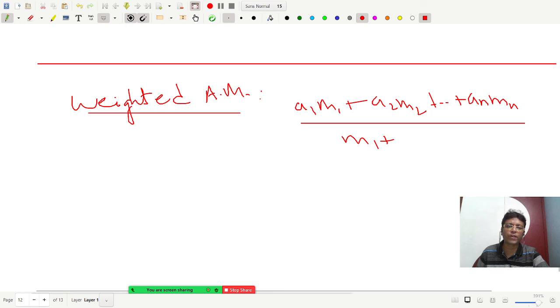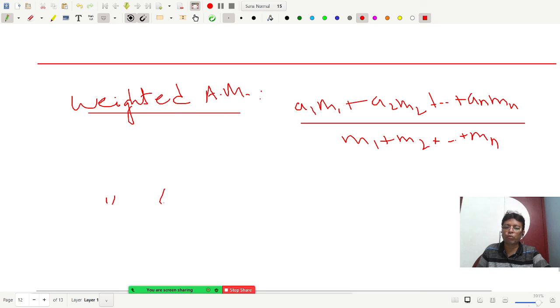the total weight. Actually, weight means frequency. The total weight is M1 plus M2, etc., Mn. So you have to divide by the total weight to get the weighted arithmetic mean. M1 is the weight of A1, M2 is the weight of A2, Mn is the weight of An, and the total frequency will be M1 plus M2 plus Mn. That is the weighted arithmetic mean.